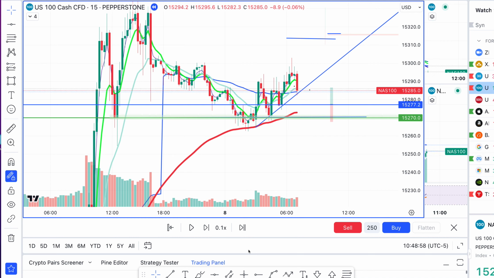Hello, hello. It's just before 11 o'clock in New York, and I'm done for the day. I took two trades today. I almost took three, but I only took two. I'm on demo right now. I'm not even on a challenge account.